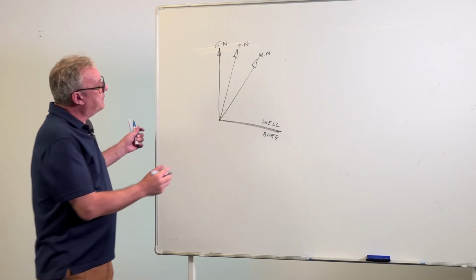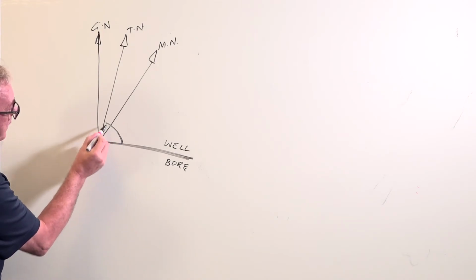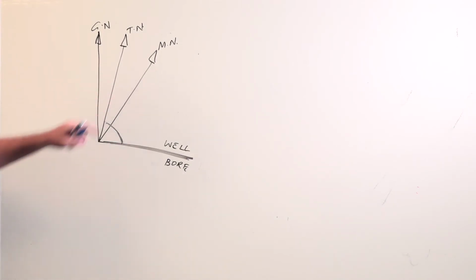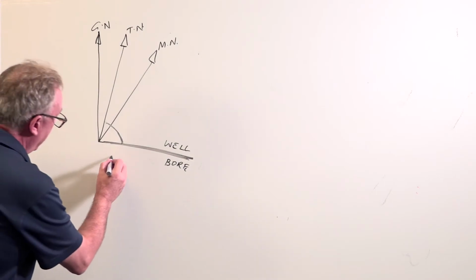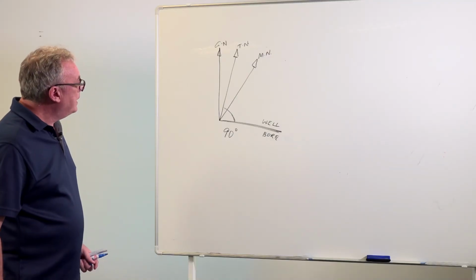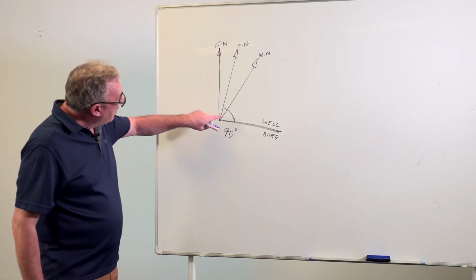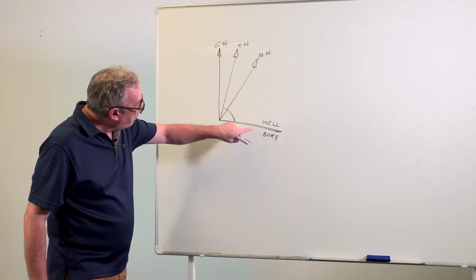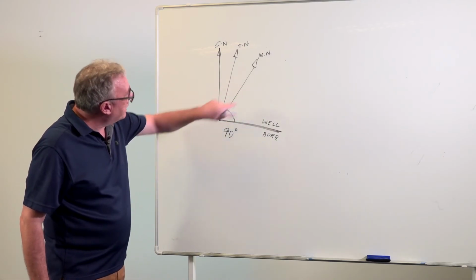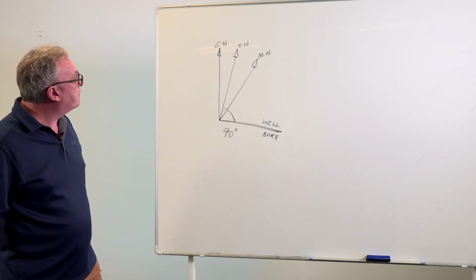Now, for simplicity of the calculation, I am going to assume that we know the azimuth of the well bore with respect to true north, and that angle is going to be given as 90 degrees. So that's the first piece of information that I know. I now want to know what the azimuth of the well bore is going to be with respect to magnetic north, and also then with respect to grid north.